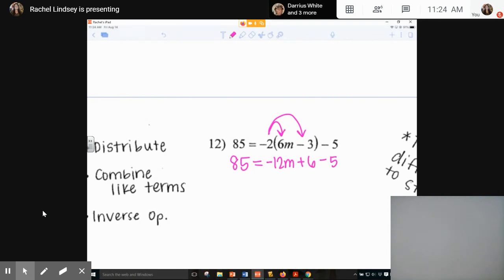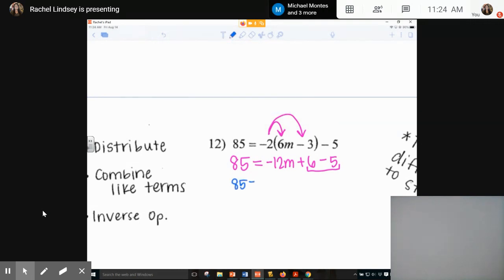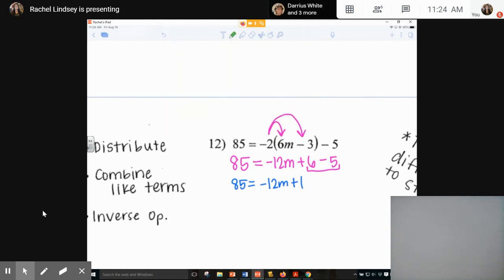So now at this step, I distributed, now I want to combine like terms. So I'm going to combine the 6 and the 5 first. Bring down the 85, bring down the negative 12m. And then what's 6 minus 5? 1. So now I've combined like terms. Now I can do inverse operations. What's my first inverse operation I'm going to do? Subtracting 1 from both sides. So 85 minus 1 gives me 84. Then I'm going to bring down that negative 12m.